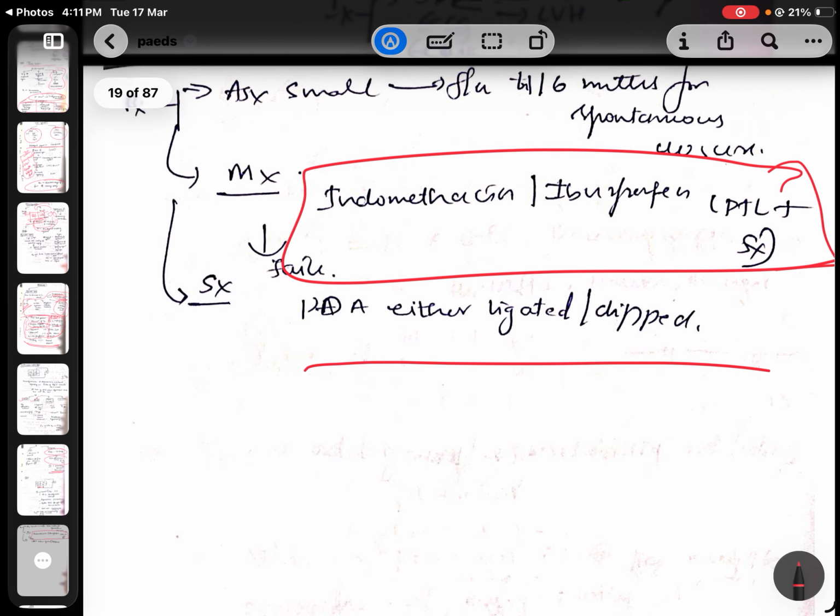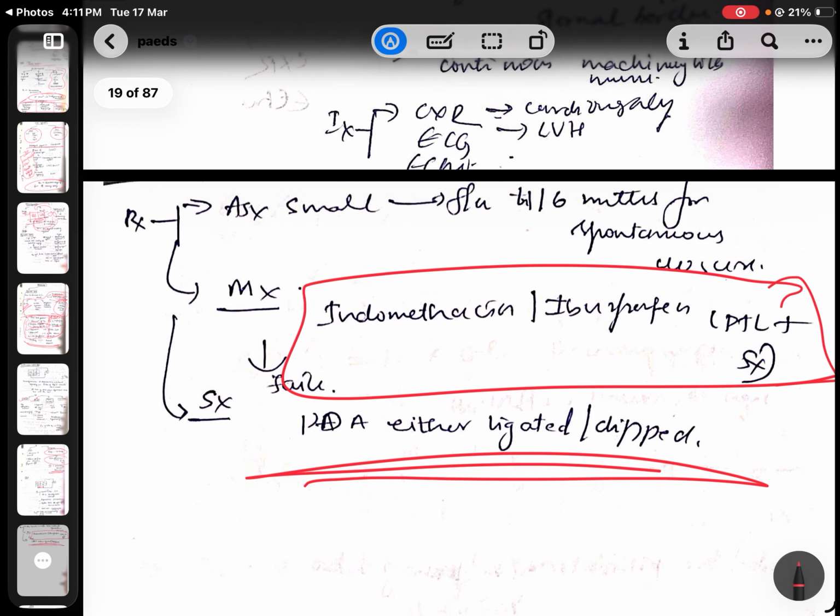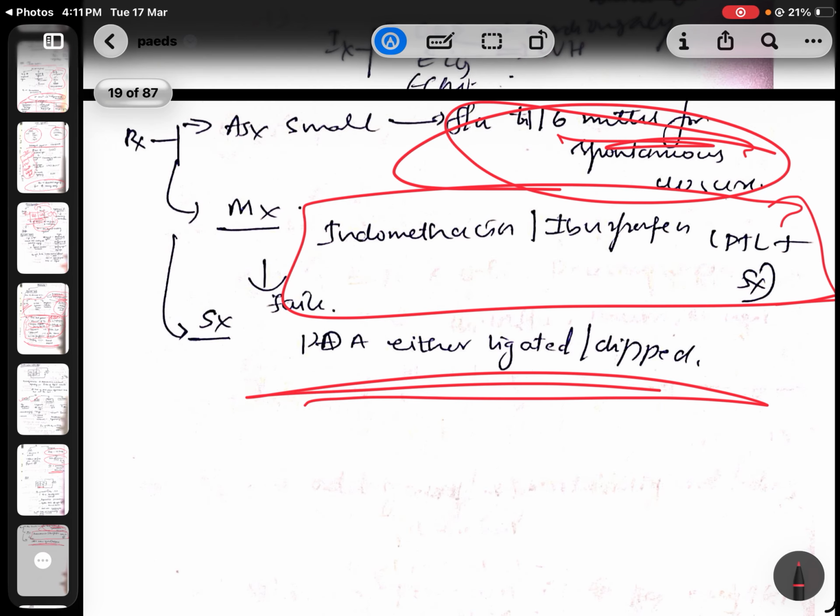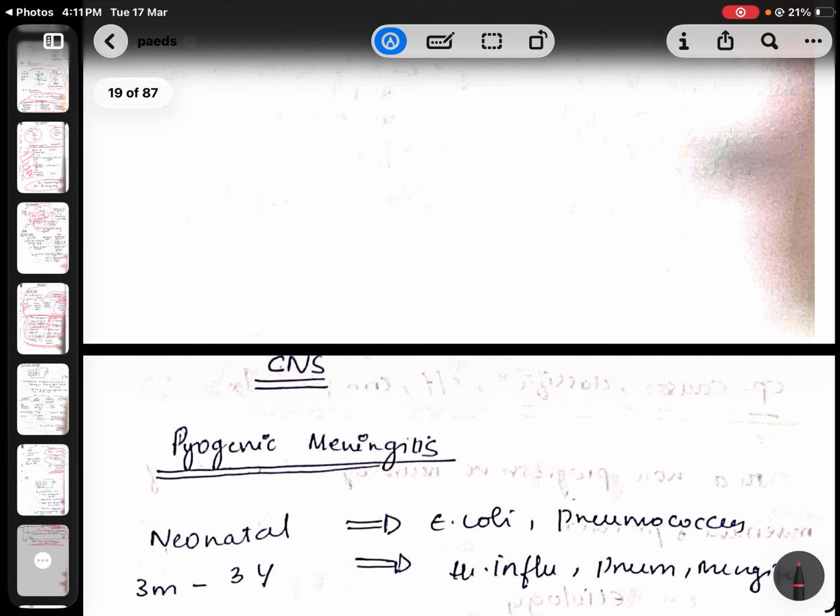So if it's not closing, then you have to go and intervene. Okay, this is the main thing, because you cannot do it till 6 months, you can wait if it's a small PDA. Okay, that's it.